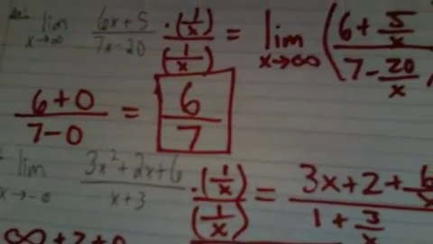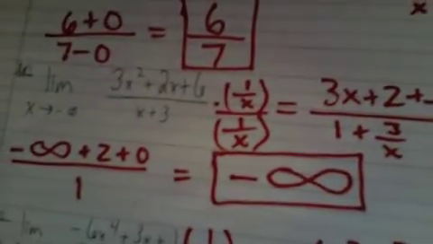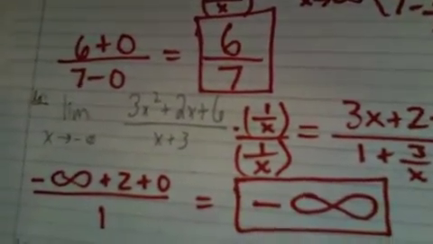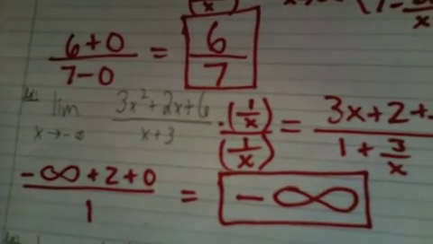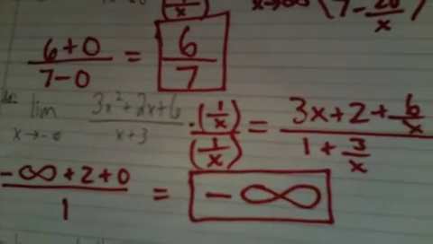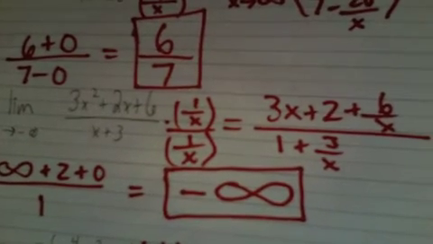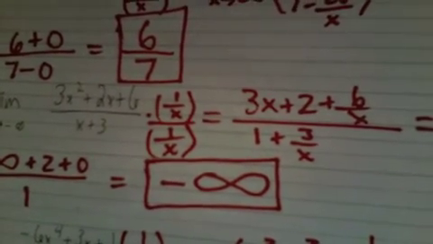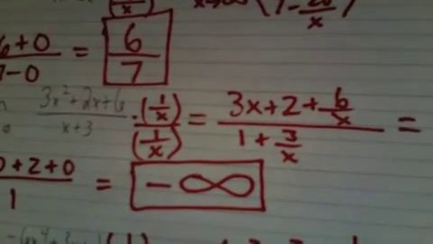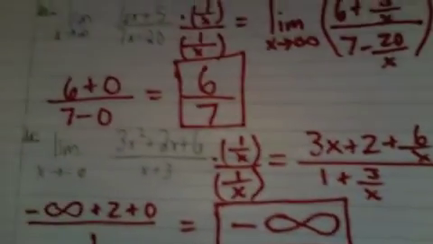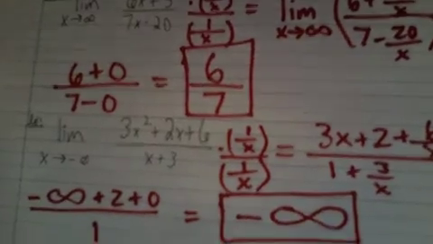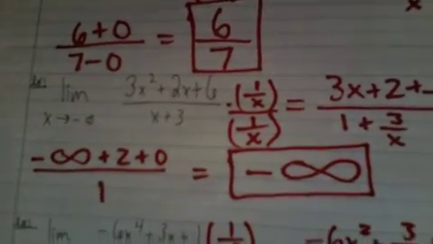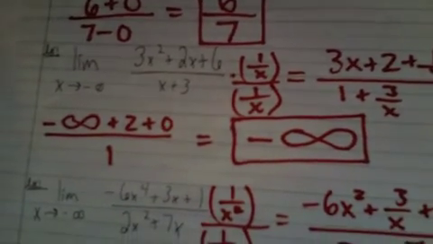And then the next problem, you're going to want to do basically the same thing. Multiply the top and the bottom by 1 over x, and that's going to get you the limit as x approaches negative infinity of 3x plus 2 plus 6 over x, divided by 1 plus 3 over x. And then the limits of all those are going to be negative infinity plus 2 plus 0 over 1. And then the limit of that's just going to be negative infinity because that cancels all the numbers out.